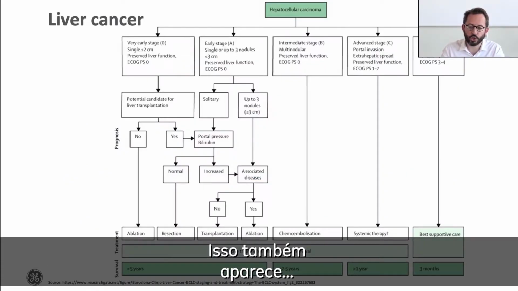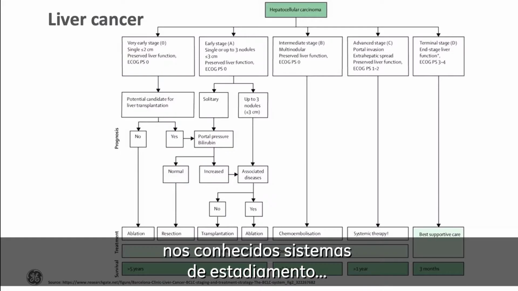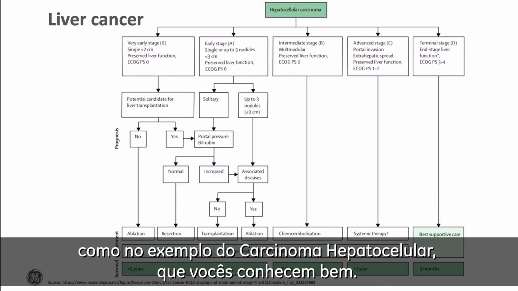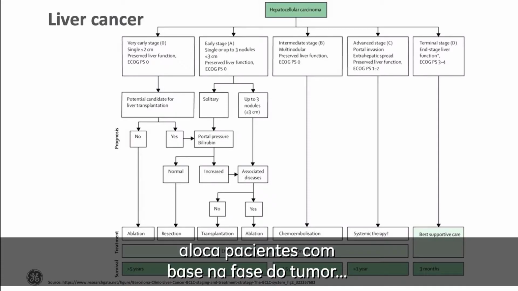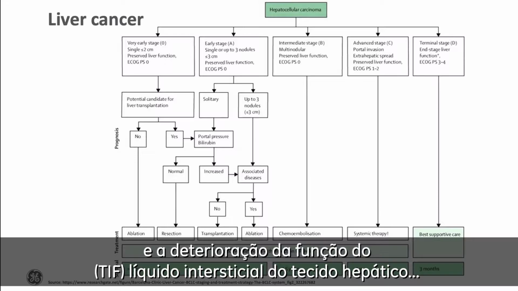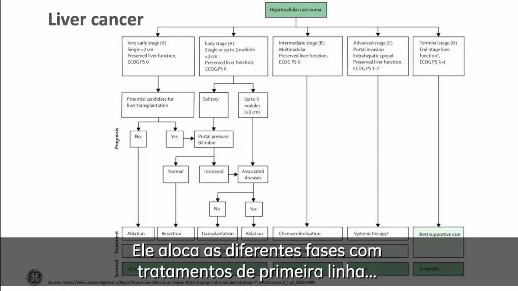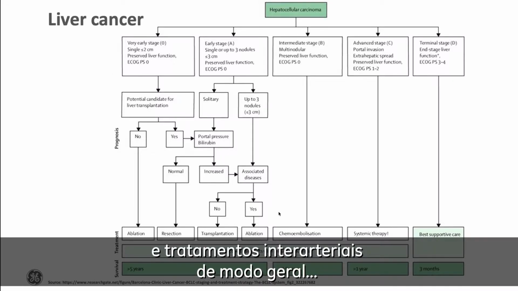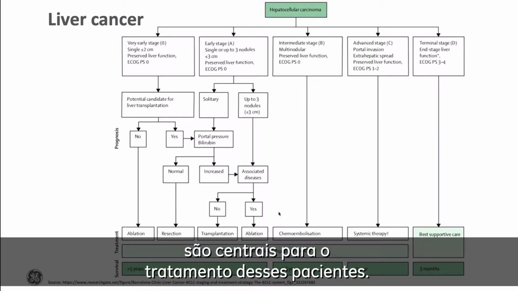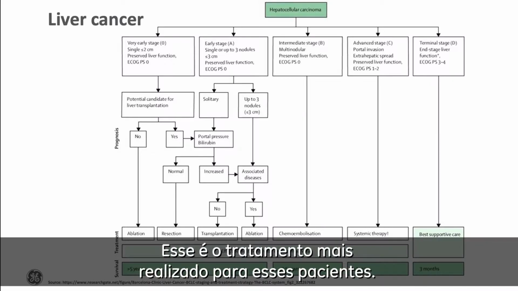And this is also shown by the very well-known staging systems. For instance, this one, the BCLC, that you are very familiar with, and you see that this staging system allocates patients based on tumor stage, the general status of the patient, and the deterioration of liver function, allocates different stages with different first-line treatments. And if you see here, chemoembolization and intra-arterial treatment in general are at the center of the treatment of those patients. It is the treatment that is the most performed for those patients.